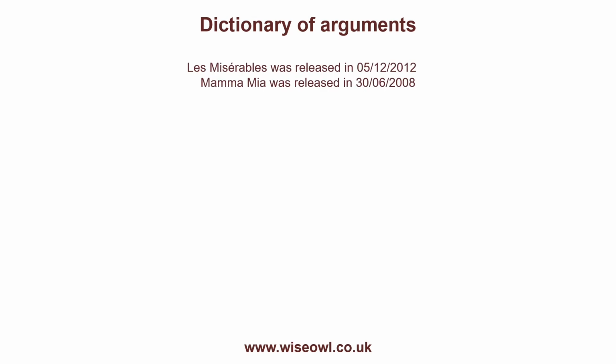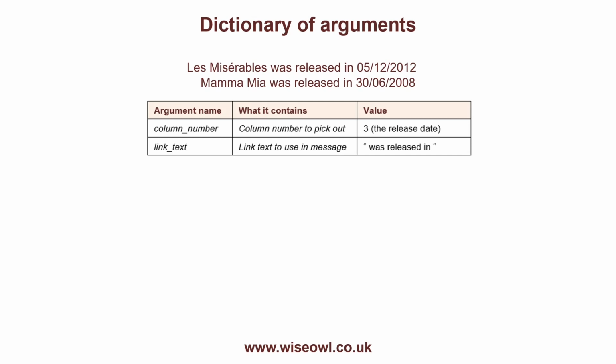Let's suppose you had a list of films, as we've had so many times, and you want to possibly print out the name of the film when it was released. To do this, you might contain a set of arguments. The first one would be the column number, which gives you the column number to pick out. In this case, it's the 3rd column in our list of films. And the linked text would be the words it was released in.